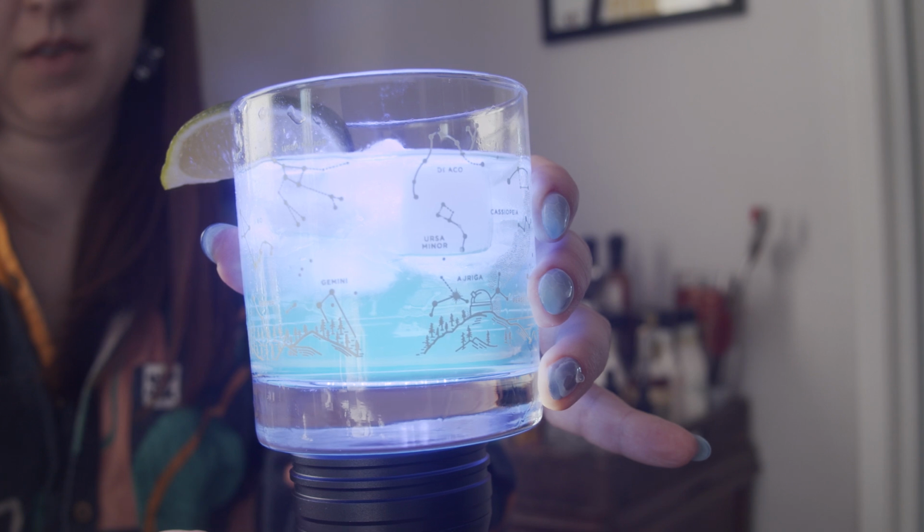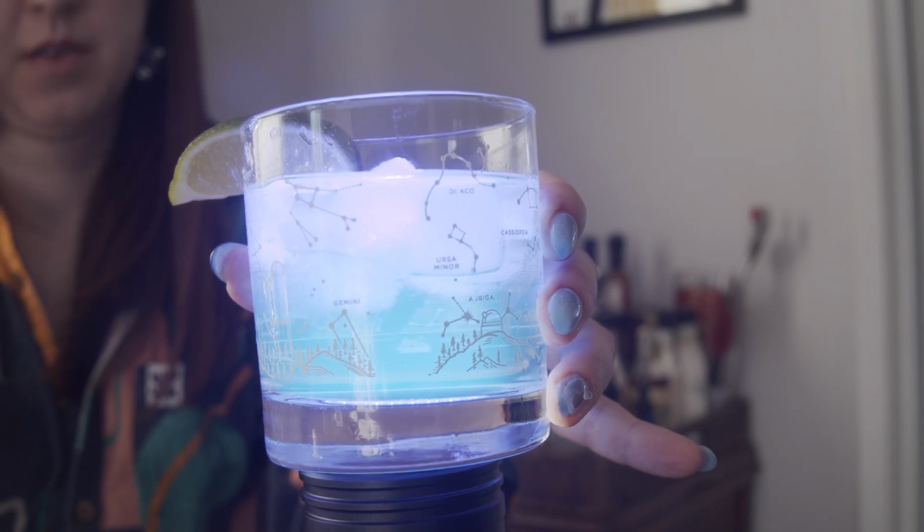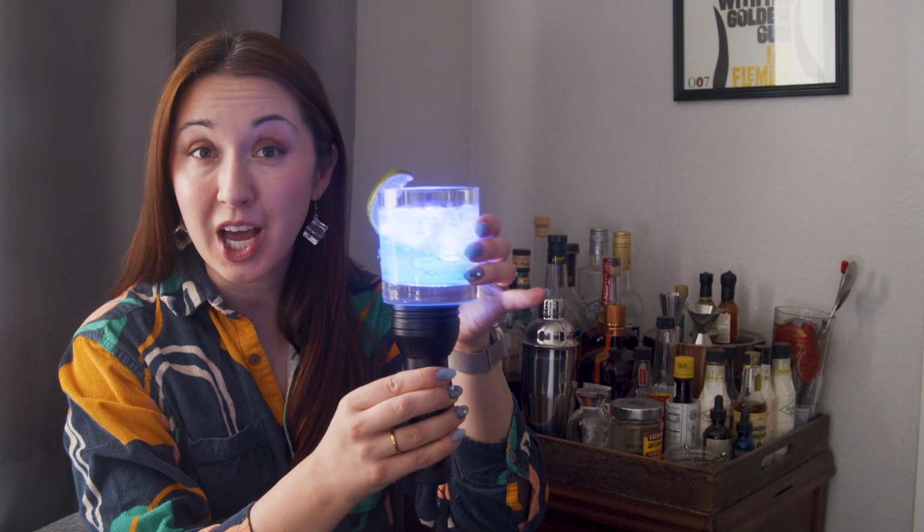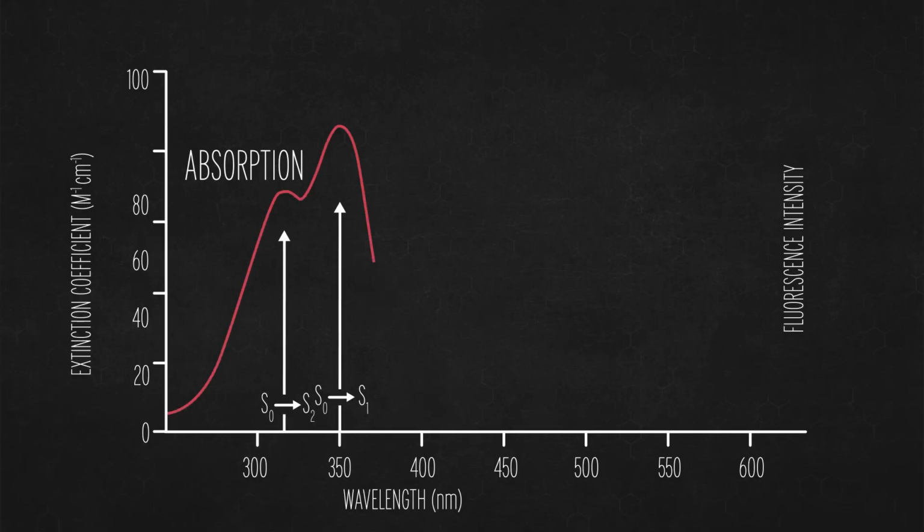And then they emit some of that energy back out at around 461 nanometers, giving you this really pretty light blue. Now, when you shine high energy short wavelength UV light on molecules like quinine, the molecular structure absorbs that energy. We have seen this before.